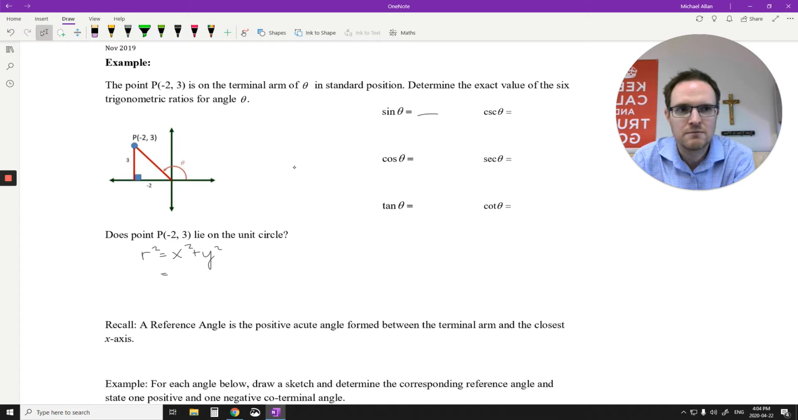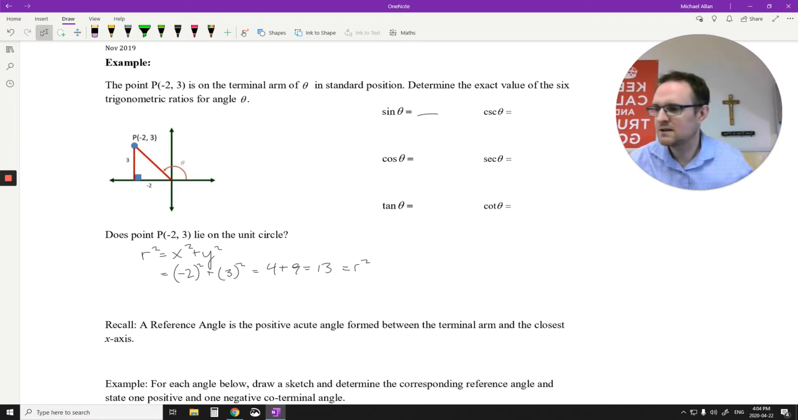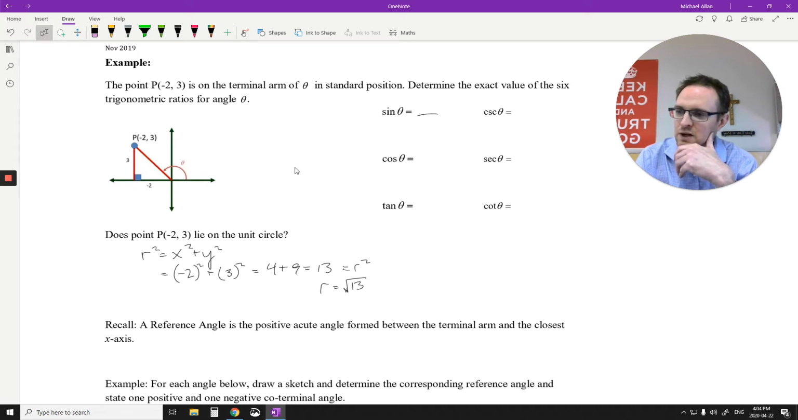Is this on the unit circle? Does this have a radius of 1? So let's just double check it. I already know for sure that it doesn't because I typed this in here. 4 plus 9, you get 13, is equal to r squared, because x squared plus y squared is equal to r squared. And then we're going to take the square root. And the r value, the radius of the circle, is always going to be a positive number, so I'm not going to do plus or minus. I'm just going to do the square root of 13. Now, the square root of 13 is not a nice number. Just going to leave it that way.